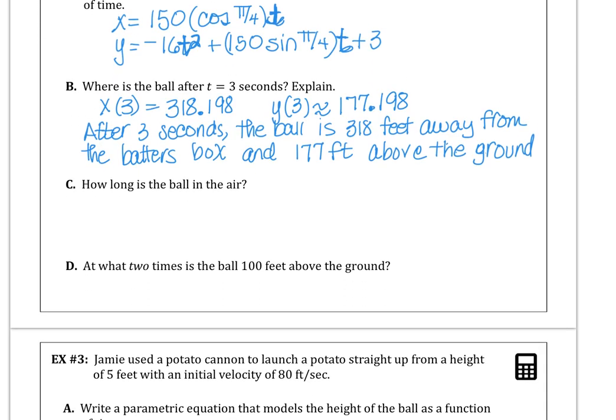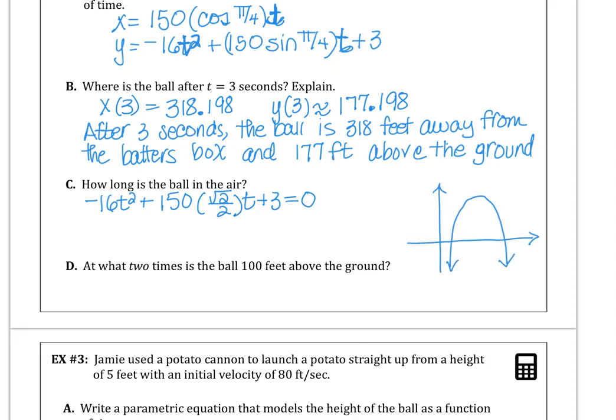So just like any quadratic word problem, we want to take negative 16 t squared plus 150 times the cosine of pi over 4, that's square root of 2 over 2, t plus 3. We want that to equal 0. Now think about this from a graphic point of view. If I take my calculator out and graph that equation, negative 16 t squared plus 150 radical 2 over 2 t plus 3, and I graph that in terms of x.